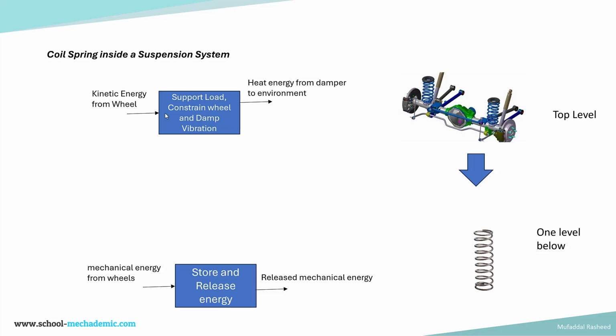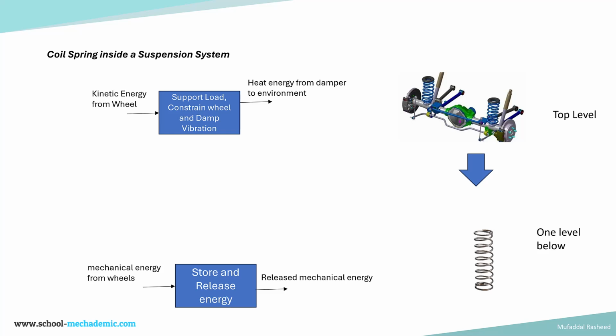That energy it requires to perform its function, and the output is in the form of heat energy from the damper to the environment. So input is mechanical energy, and the main purpose of the suspension system is to absorb that energy and to damp the vibration, and when it absorbs that energy, it expends a portion of the energy absorbed in the form of heat energy from the damper to the environment. So the output is heat energy from damper to the environment, and this whole suspension system has a coil spring inside it, which is shown over here.